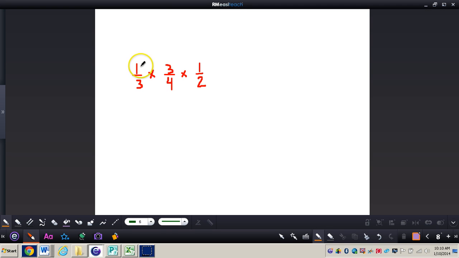Okay, so now that you've completed this problem, let me go over this with you. 1 times 3 is 3, times 1 is 3. 3 times 4 is 12, times 2 is going to give us 24. So you have 3/24. We will reduce this to simplest terms. Both numerator and denominator can be divided by 3. 3 divided by 3 will give me 1. 24 divided by 3 will give me 8 for 1/8. So that should have been the answer to your problem.